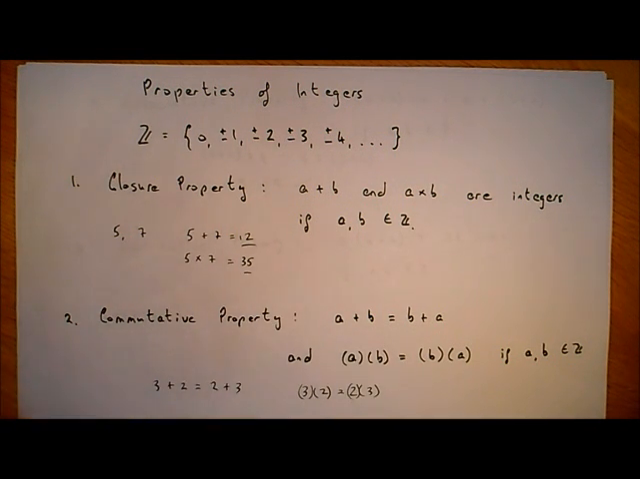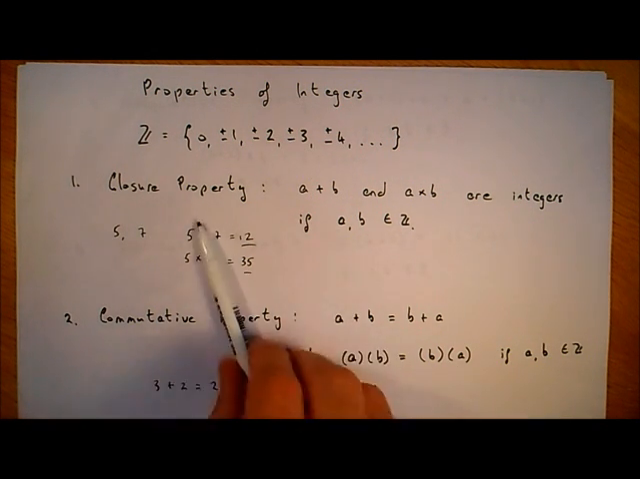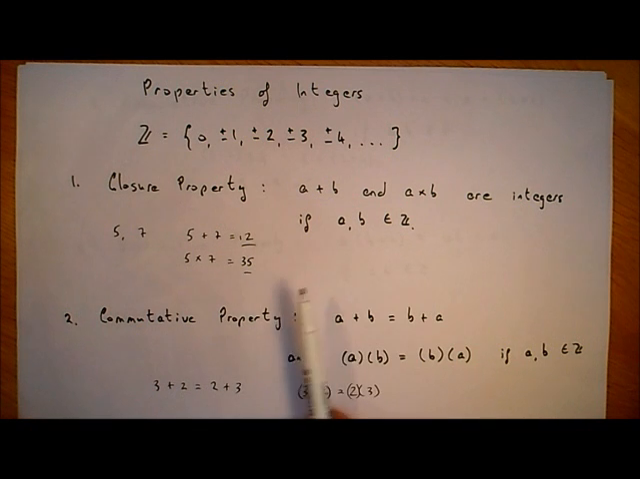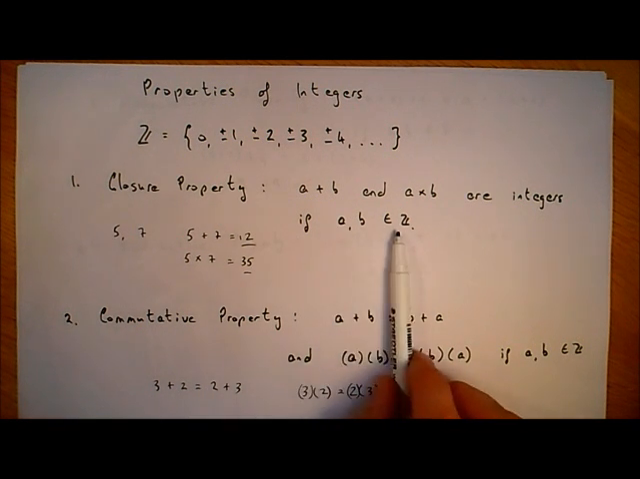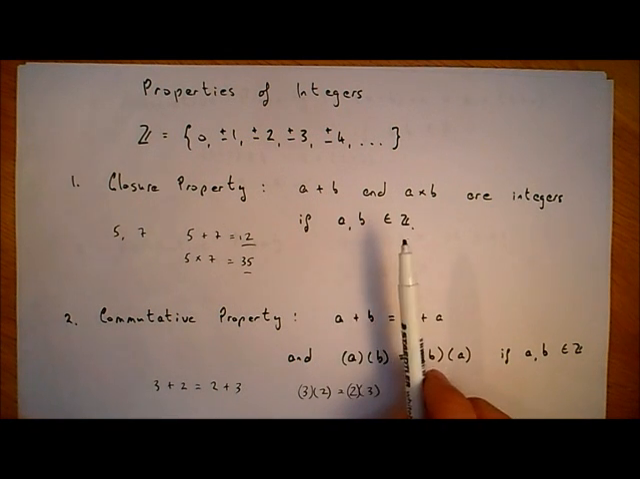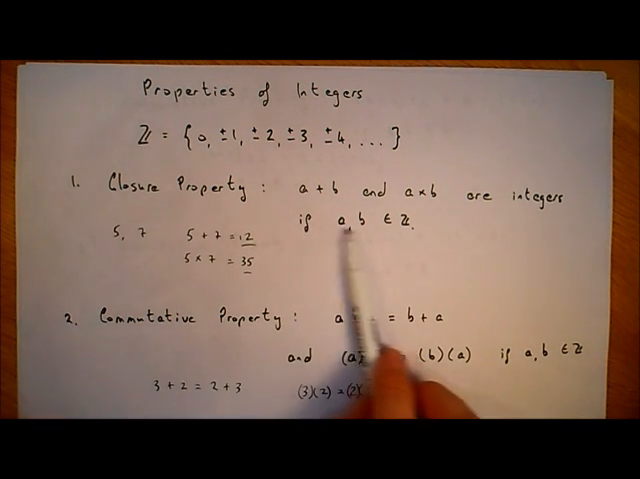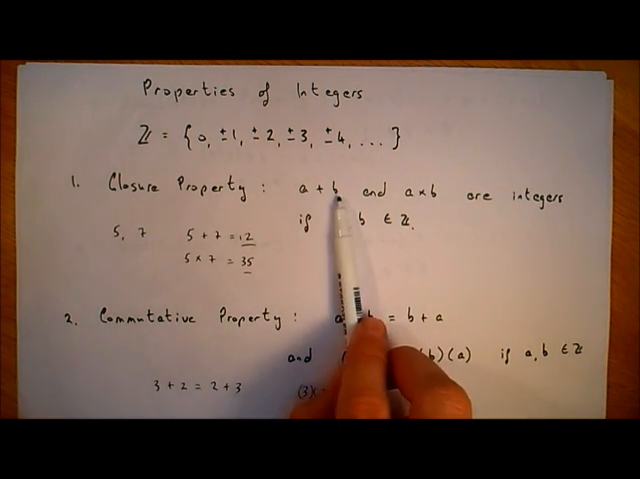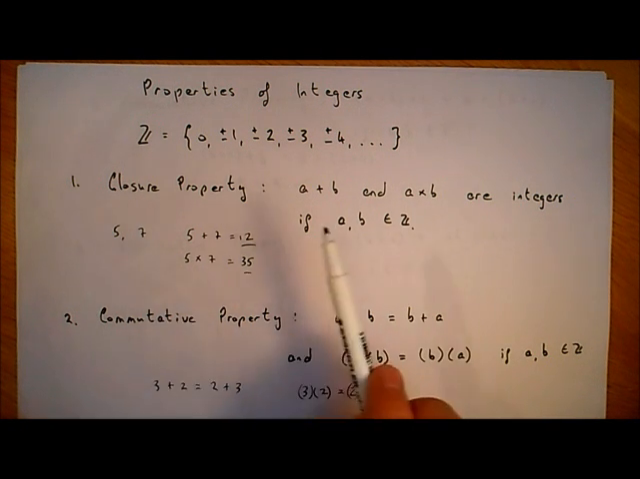Okay, so the first property of integers is called the closure property. And it's very, very simple. In any of these properties that I'm talking about, a and b are always integers. So anytime I mention a and b, I'm talking about an integer. So the closure property just says that if a and b are integers, then a plus b is an integer, and a times b is also an integer.